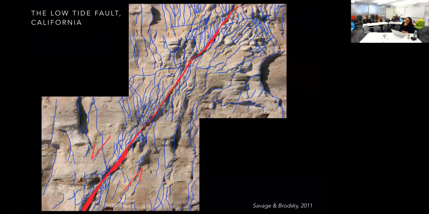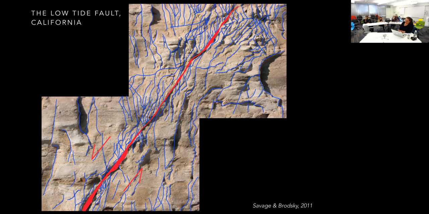Here's an example of a damage zone. This is from Heather Savage's work in California, and it's a little itty bitty fault. It's called the Low Tide fault, and it has a displacement of something like 3 to 10 centimeters. Heather has drawn out the fault core, cutting some diatomaceous siltstones or something really soft. She's drawn the fault core in red, and then traced out in blue all of the little fracture systems around this fault.